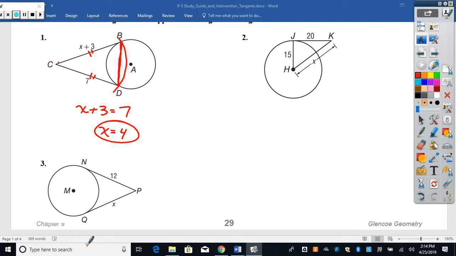Now, a problem like number 2, I'm probably going to say, hey, what type of angle is this? Well, the answer is it's a right angle, right? And so, knowing that it's a right angle, I can set up my Pythagorean theorem and solve for X. I'll tell you this, X is going to be a whole number, and I'll let you finish that one up. Now, let's go to the next page.